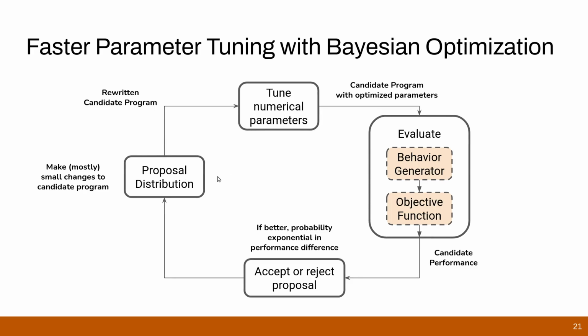Since the above process can be slow to find good programs when numerical parameters are involved, we propose using Bayesian optimization to efficiently tune these parameters. Before the rewritten program is evaluated, the numerical parameters involved in the program are tuned to get the best performing parameters.